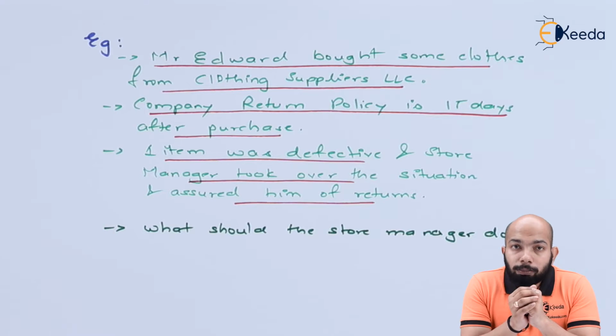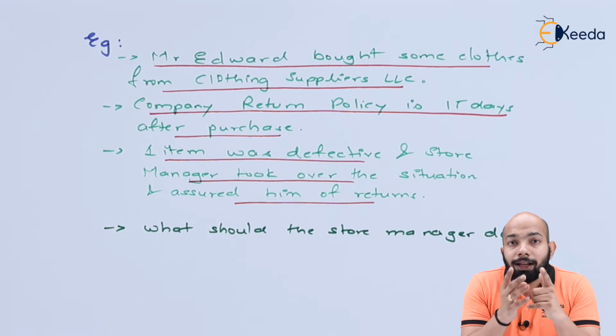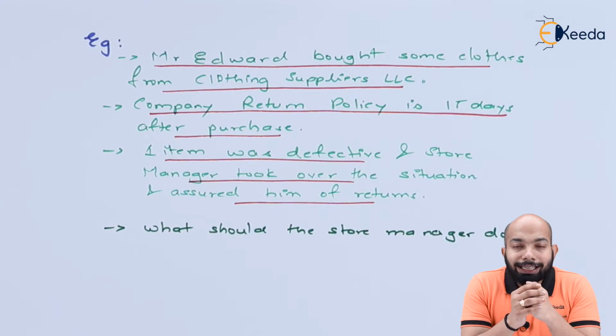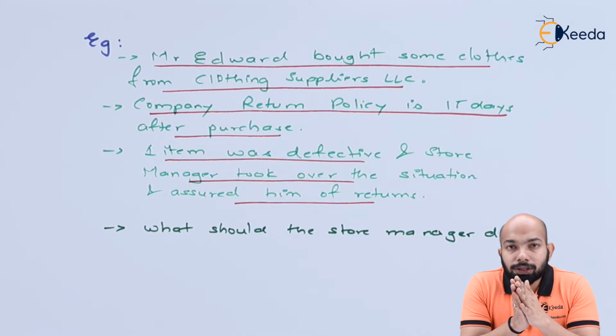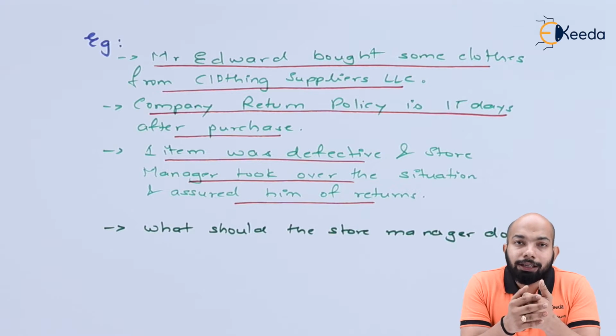Now, there's one more question here. What do you think the store manager will do? What would you do in such a situation? That's correct. You would have given a credit memo to the customer, stating that this credit memo can be used for any purchases that he wishes to make in the near future, if he has already made the payment.